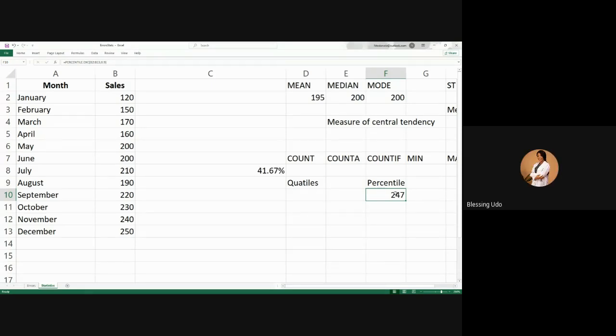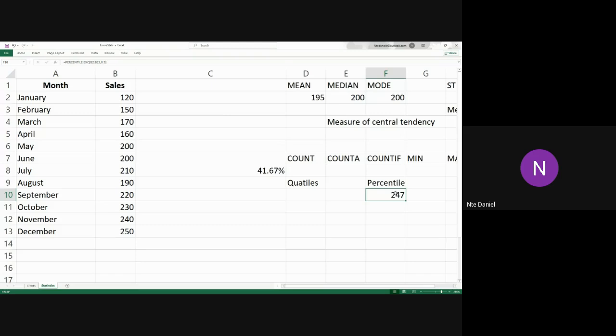Yes, good evening, everyone. It means that the value 247 is the 90th percent of all the values here in the cells. Okay, what does that mean? It's just the representation of the 90th percent of the value of the cell. Okay, you tried.